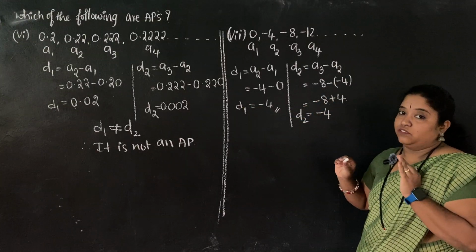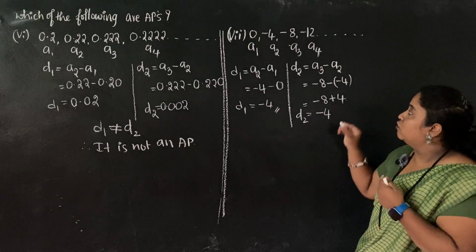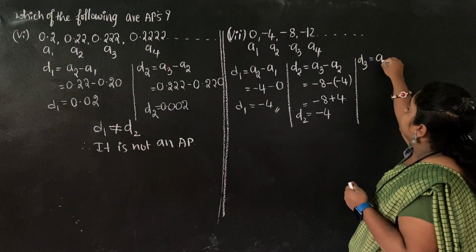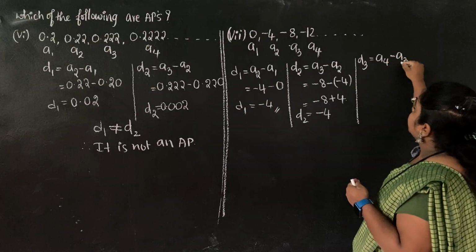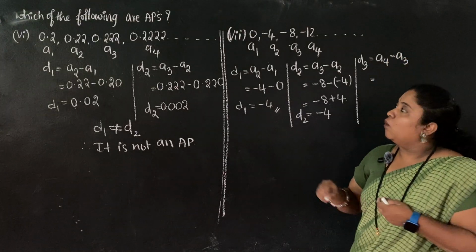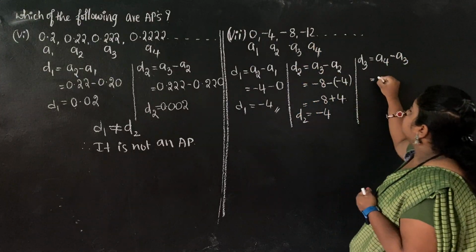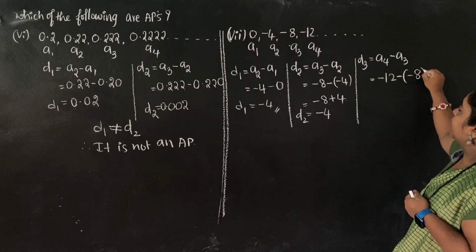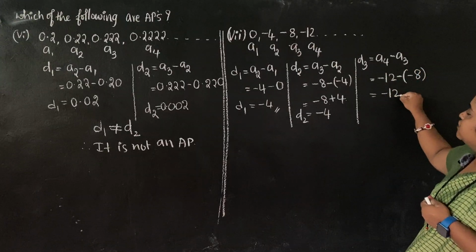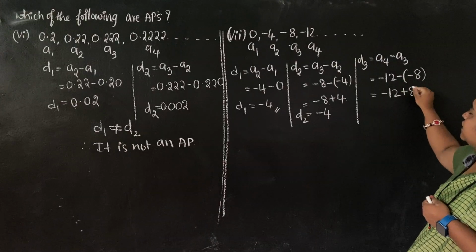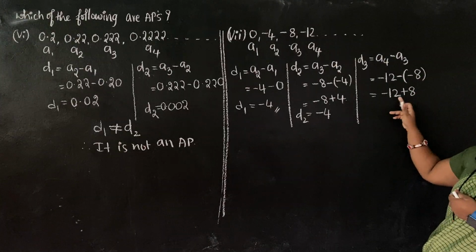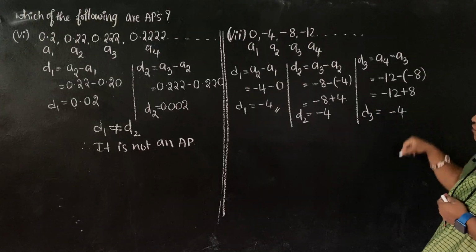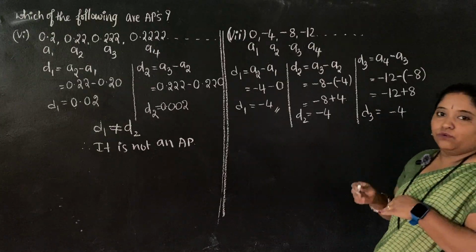Now I cannot trust yet, so I have to calculate the next also. Let me calculate D3. How can I calculate D3? A4 minus A3. What is the A4 value? A4 is minus 12. A3 is minus 8. Look at the board. Minus 12, minus into minus, dear, plus 8. Minus 8 plus 12. Minus 12 plus 8. What is the value I can get for D3? Minus 4.